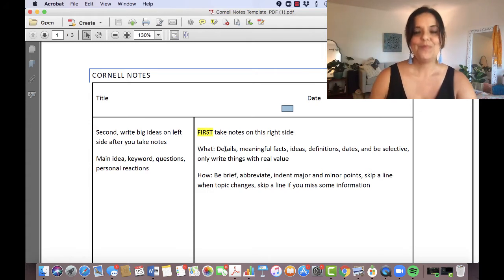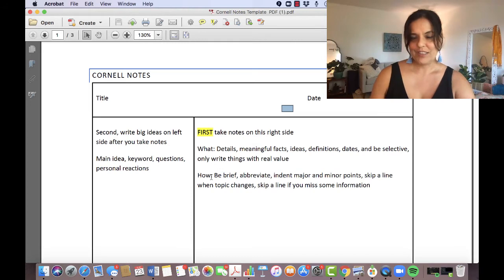What are we going to write here? Details, meaningful facts, ideas, definitions, dates. And be selective. Only write things with real value. So, the focus here is on content. Write information that is important from the talk. The focus is not form. So, when you're taking notes, don't worry about the grammar, capitalization, punctuation, or spelling. What you want to focus on is the content, the ideas, and the information.